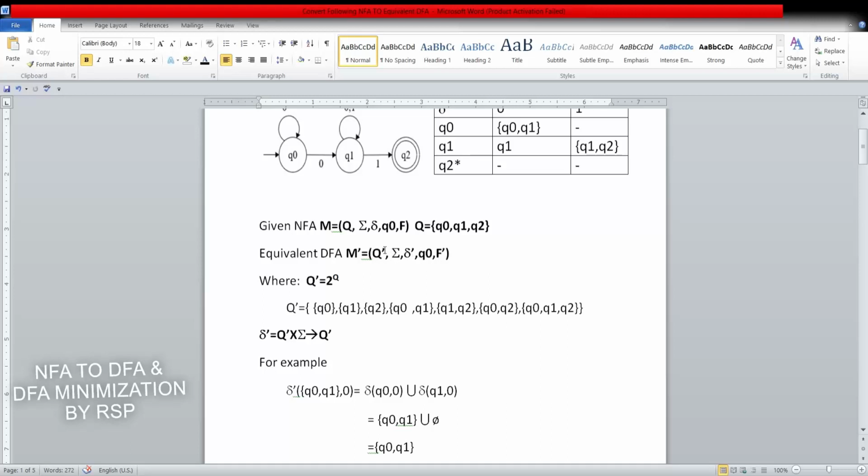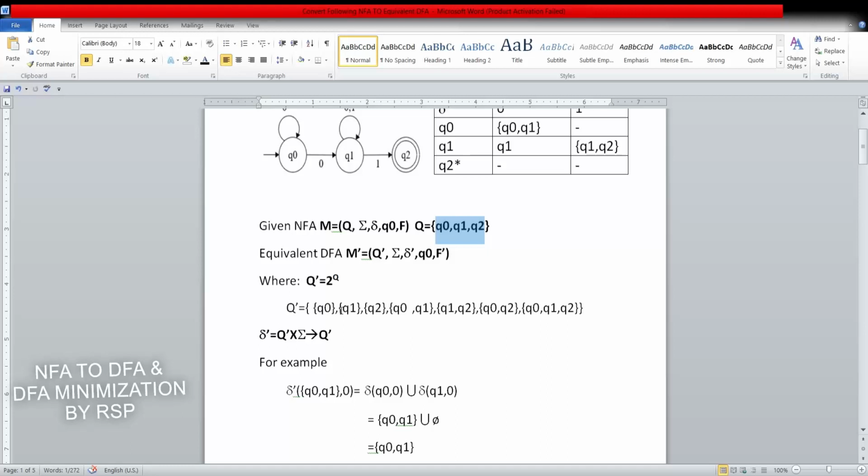Q dash is the set of states, and here you will find some new states are added. This Q dash is calculated by using the power set of Q, that is 2 raised to Q. Here three states are there in Q, so in Q dash we are considering all the subsets, or power set, of these three states. That's why we are getting total 2 raised to 3, that is 8 states. In the NFA it was only 3 states, but more states have been added here, and every subset will be considered as one state.